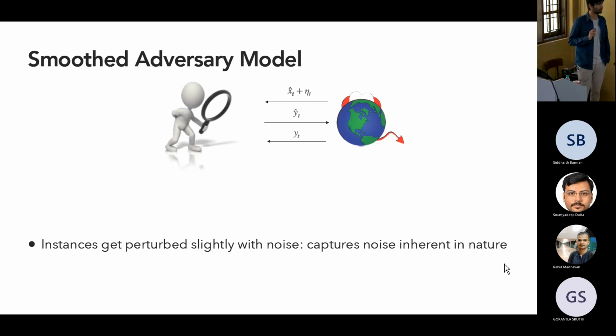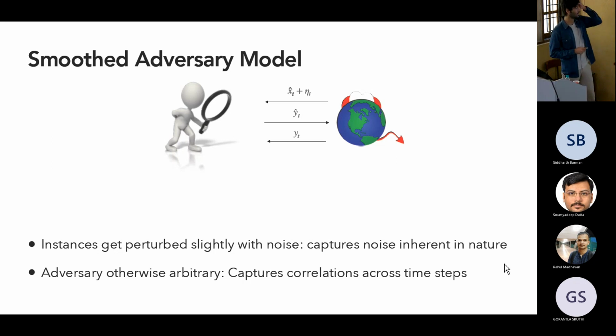So okay, just to make sure that this captures some intuition that we had before, the instances get slightly perturbed by noise, and this is again in the same spirit as Spielman and Teng's smoothed analysis, which is supposed to capture noise inherent in nature and finite precision and things like that. And the adversary is otherwise arbitrary. So eta t is arbitrary. Xt is arbitrary. X hat t is arbitrary, and it can, for example, depend on the entire history so far. It can depend on the noise so far as well, everything you've seen so far, the whole transcript so far. So it does try to capture the correlations across time steps.